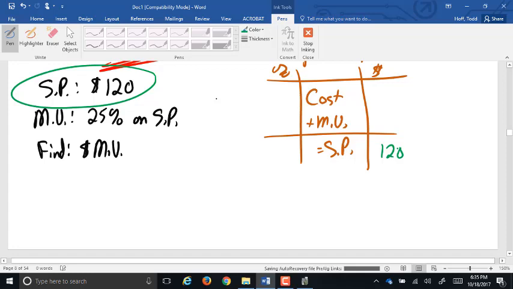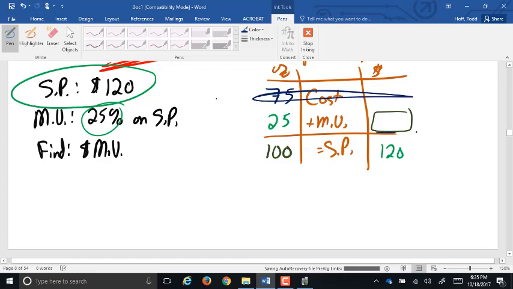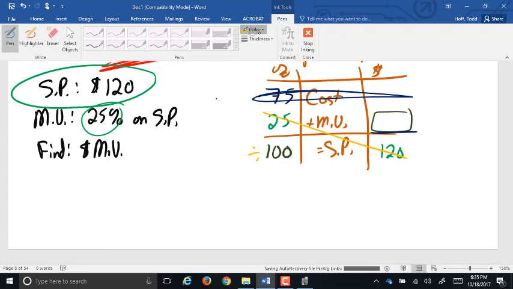25 goes percentage of markup. 100 goes percentage of selling price. We are looking for dollar markup. We could very easily find the 75% here, but we have no need to, because we're not going to use the top row. This is what we're looking for. 25 times 120 divided by 100. $30 is the dollar markup.